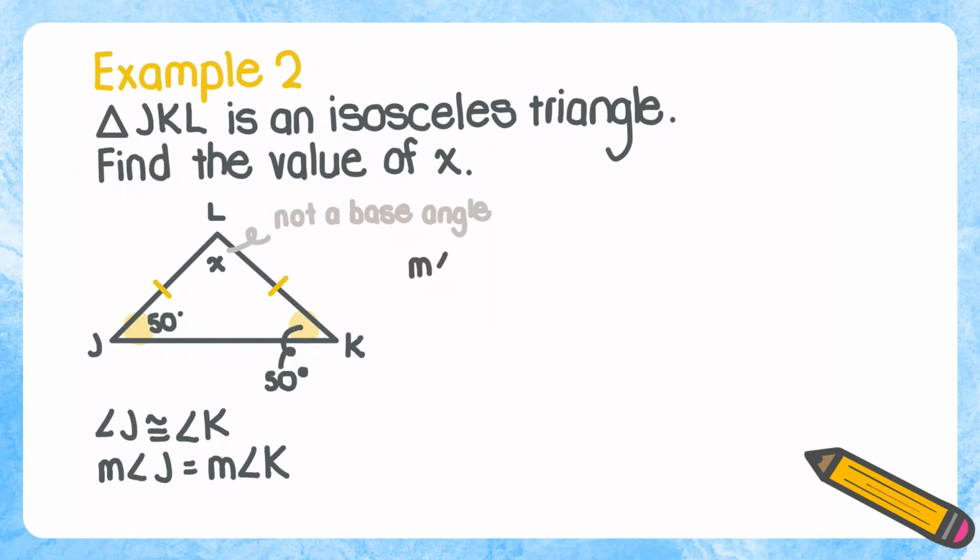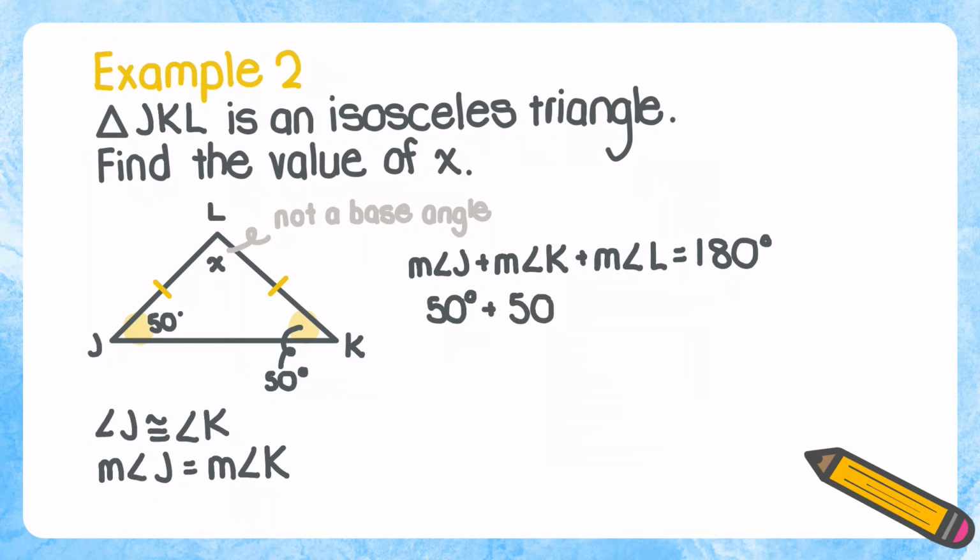So I know that the measure of angle J plus the measure of angle K plus the measure of angle L equals 180 degrees because they are interior angles of a triangle. We know that the measure of angle J is 50 degrees. The measure of angle K is also 50 degrees, and the measure of angle L is x.